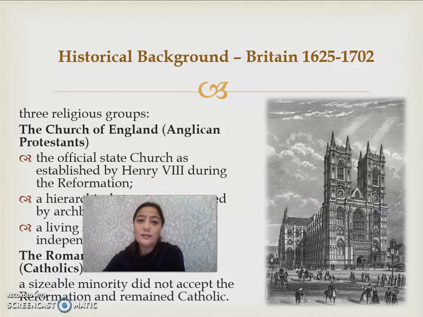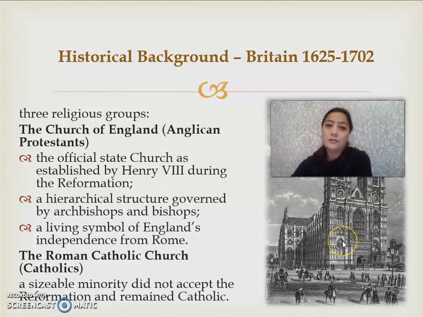First of all, let's have a look at the historical background of the literature of the 17th century, which covers the period between 1625 and 1702. During that period, there existed three religious groups in Britain. The first is the Church of England, the second is the Roman Catholic Church, and the third is the Puritans. The Church of England was represented by Anglican Protestants.